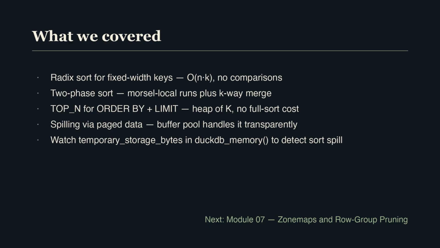Order by plus limit uses the top n operator. A heap of k per thread, O of k memory, never materializes all rows. No spill risk for small k. Next up, module 07, zone maps and row group pruning.